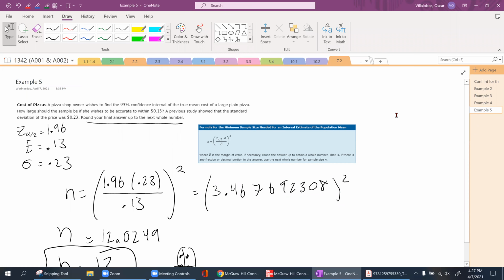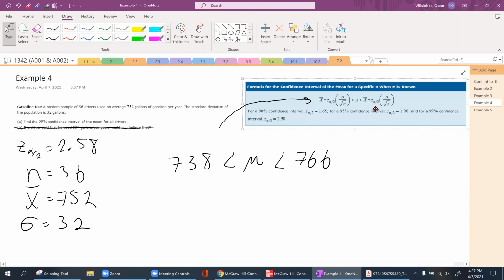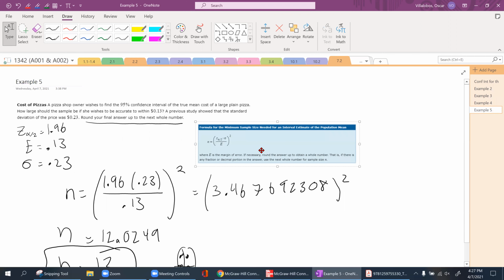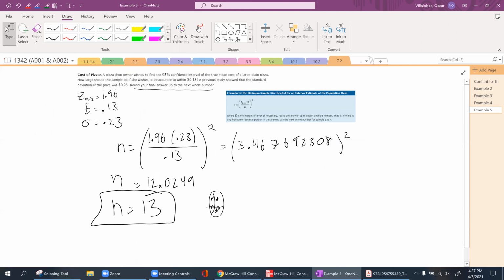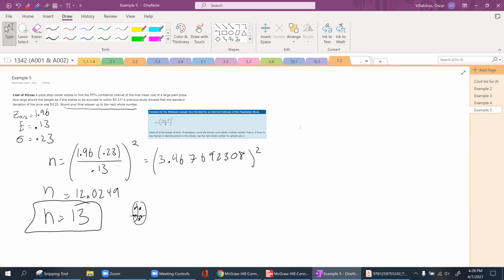That's it. So the majority of this section, we're going to be using this formula here. For the remaining few, we're going to be using this one, where you're given the margin of error and you need to locate the sample size. You might be saying, why are we moving up the sample size? Because a sample size has to be a whole number. So we had 12 and a fraction, therefore you round up to the next whole one. So it's going to be 13.